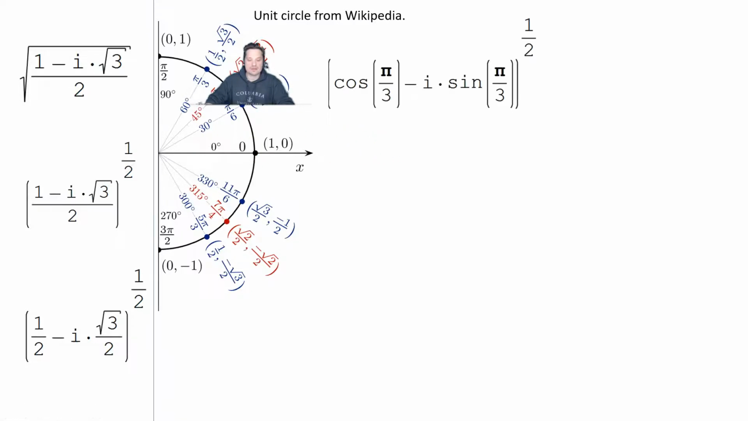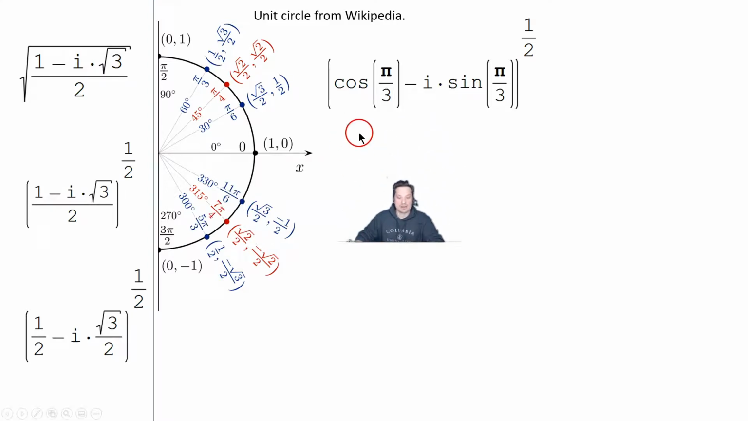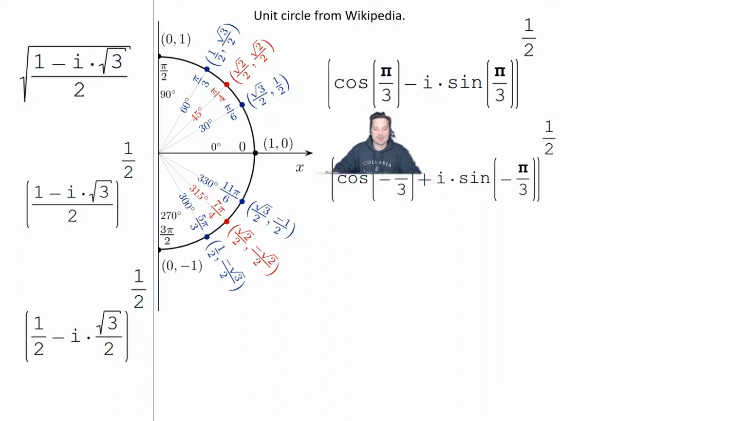Take a look. First, you can write over here cosine of pi over 3 minus i sine pi over 3, to the 1/2. Why am I doing this? Go back over here. You see there's a negative between the 1/2 and the i, so up here I also have a negative in that position. Then I can rewrite the cosine of pi over 3 as cosine of negative pi over 3. Why can I do that? Because the cosine function is even. It makes no difference whether you put cosine of pi over 3 or cosine of negative pi over 3. The value is the same, equal to 1/2.